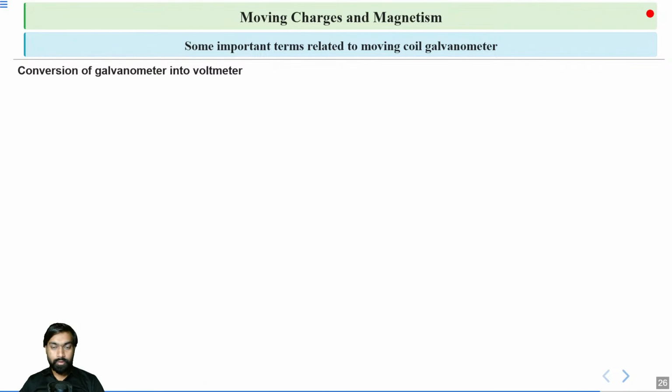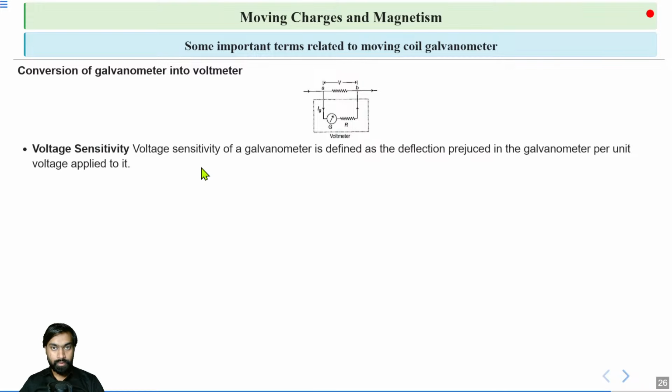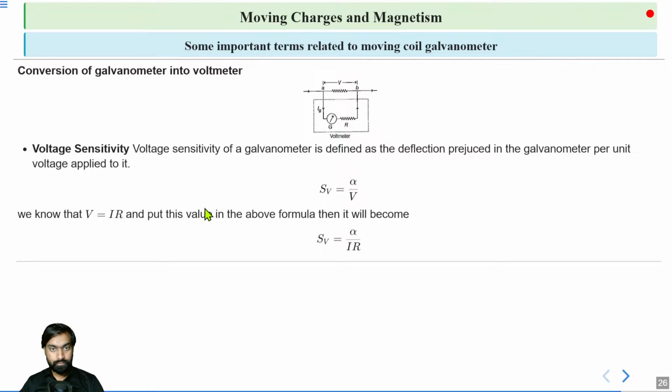Conversion of a galvanometer into voltmeter, this is the illustration. If we talk about the voltage sensitivity, the voltage sensitivity of a galvanometer is defined as the deflection produced in a galvanometer per unit voltage applied to it. So Sv equals alpha divided by V. We know that V equals IR, and putting this value in the formula, Sv equals alpha divided by IR.